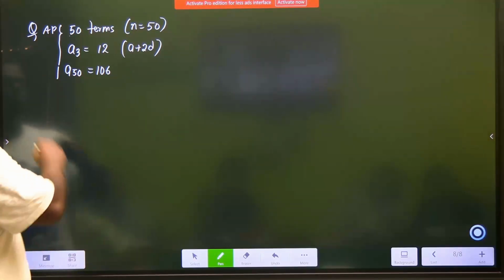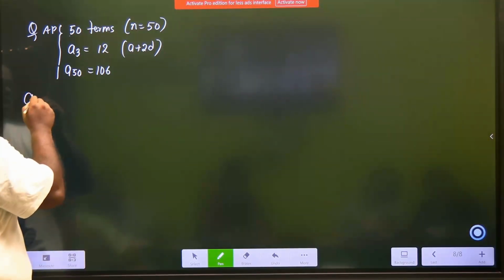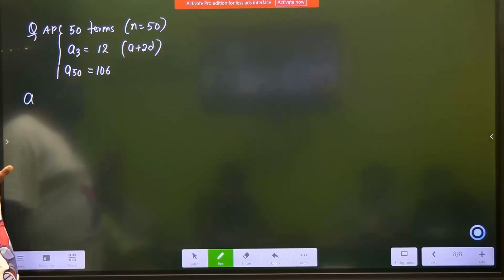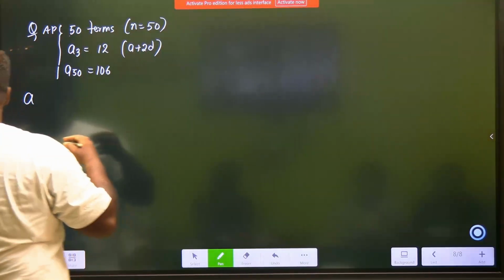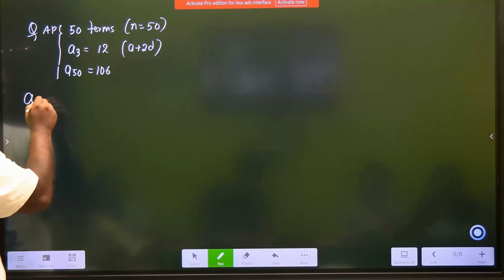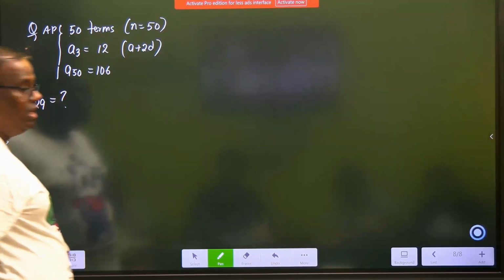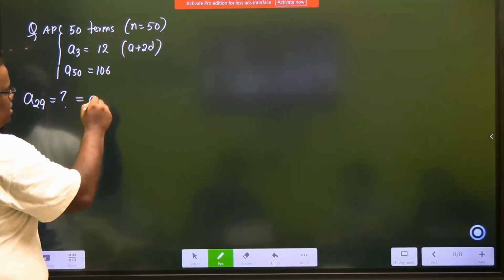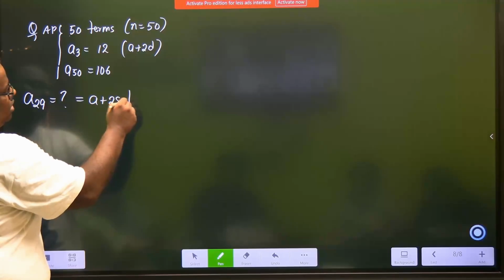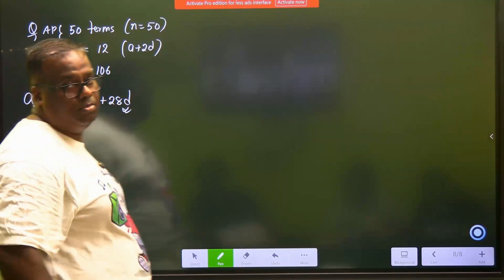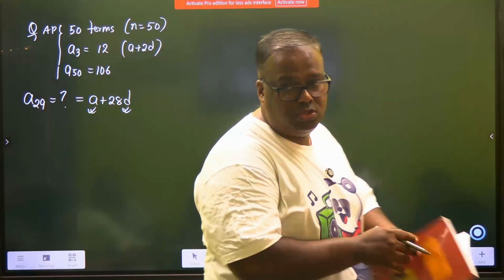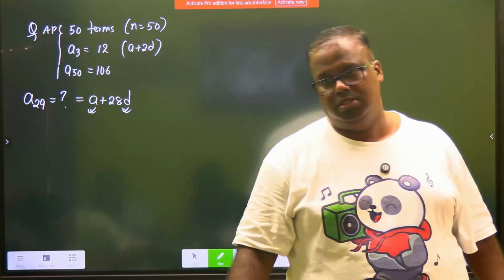They are asking you to find, see here it is very interesting. The 2 terms are given to you, same problem. This you solve for me. Find out the 29th term, A29. A29 will be what, beta? A plus 28D. You need to find out A, you need to find out D. How will we find out? Sir, use these 2. 2 terms are given, so 2 equations can be established.